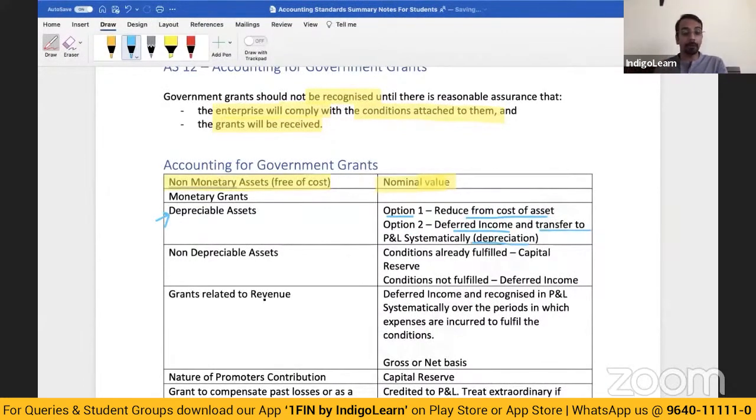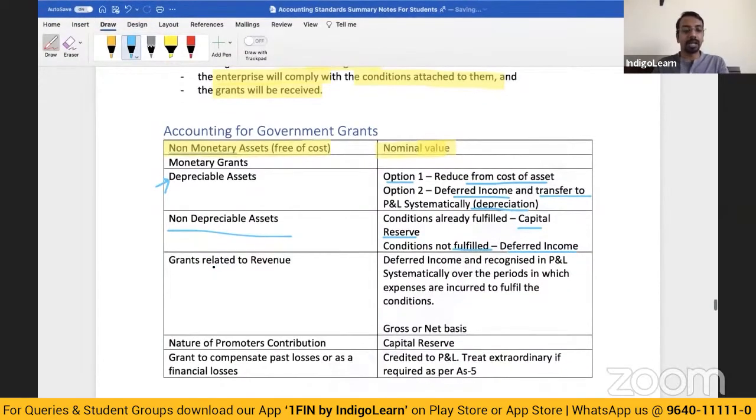Agreed? Okay. Then what if it is a non-depreciable asset? If the conditions to grant are already fulfilled, then you will transfer it to capital reserve. If conditions are not yet fulfilled, you have to fulfill those conditions in the future, and you will be incurring some expenditure to fulfill those conditions in the future. You will transfer it to deferred income, and again systematically on the basis of expenditure, you will transfer that amount from deferred income to other income.